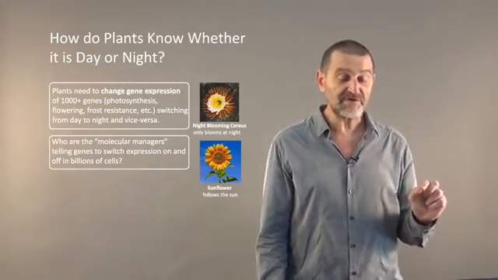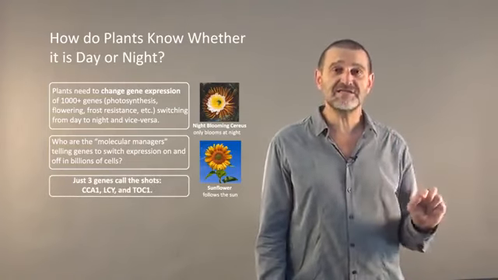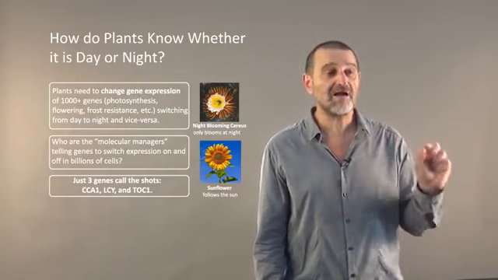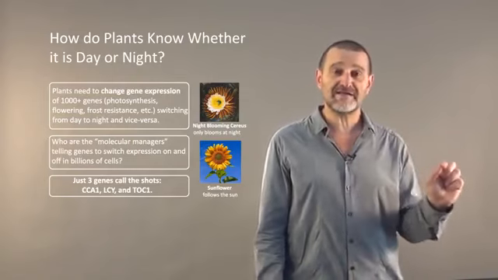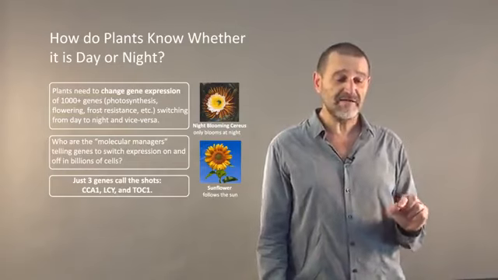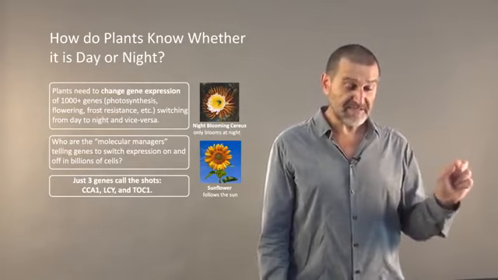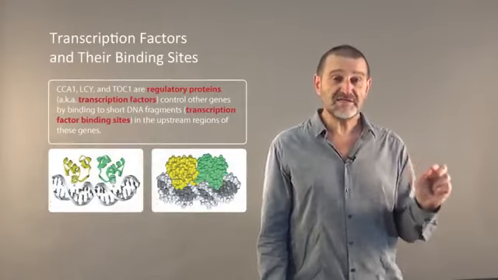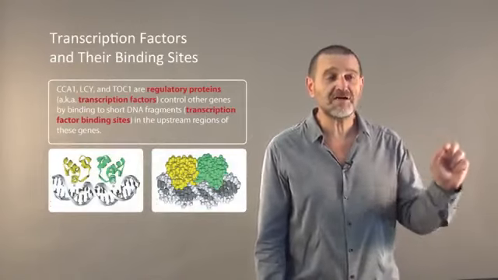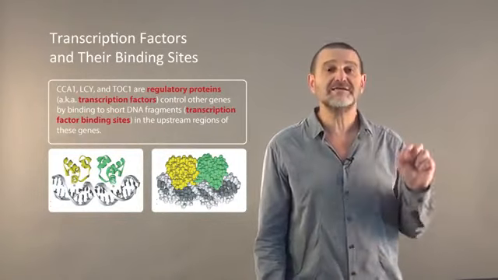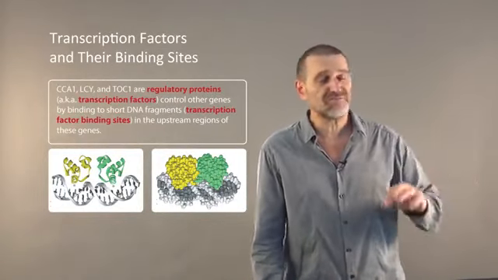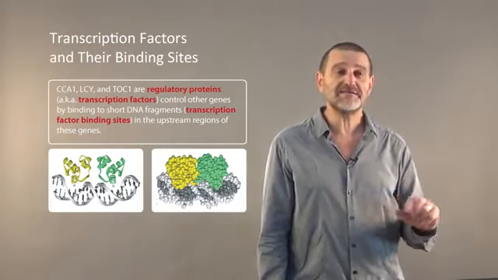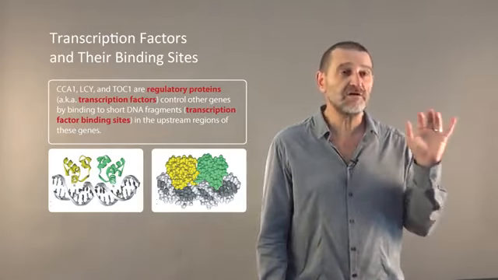Here comes a surprise. Just 3 genes in plants are molecular managers that are responsible for orchestrating this circadian behavior. And they are called CCA1, LHY, and TOC1. These genes are regulatory proteins, also known as transcription factors. And to control other genes, to exert control over the circadian clock, they bind to short regions, maybe 10 nucleotides, 15 nucleotides, in the upstream regions of the genes.